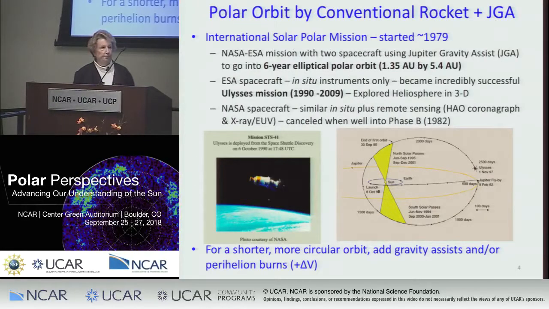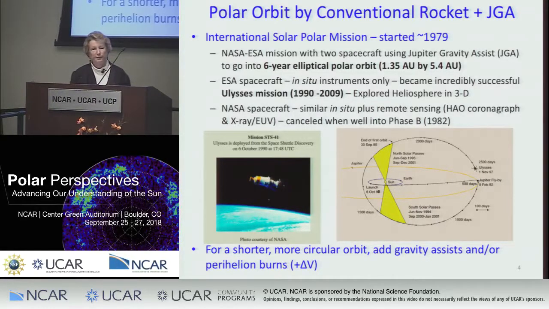So the first polar mission, of course, was Ulysses. This was part of, originally, an international solar polar mission that started in 1979, and Vic also mentioned this earlier. There were supposed to be two spacecraft that would both go into 6-year elliptical orbits of a little over 1 AU by 5 AU, going to Jupiter.